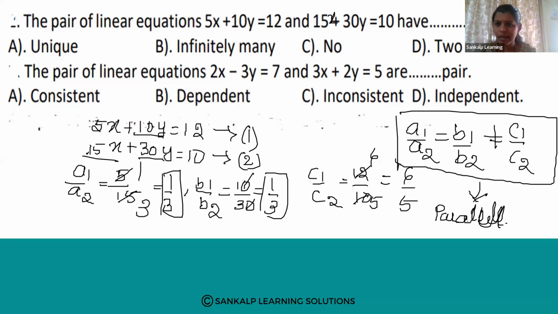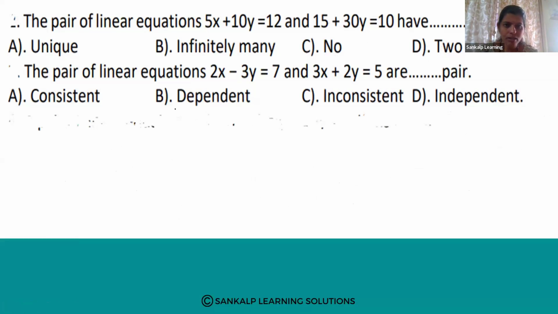Okay. So when lines are parallel, we do not get a solution. Right? When will you get unique solutions? When the lines are intersecting each other. When will you get infinitely many solutions? When lines coincide. When will you get no solutions? When the lines are parallel. This is totally wrong. Therefore, option C is right.